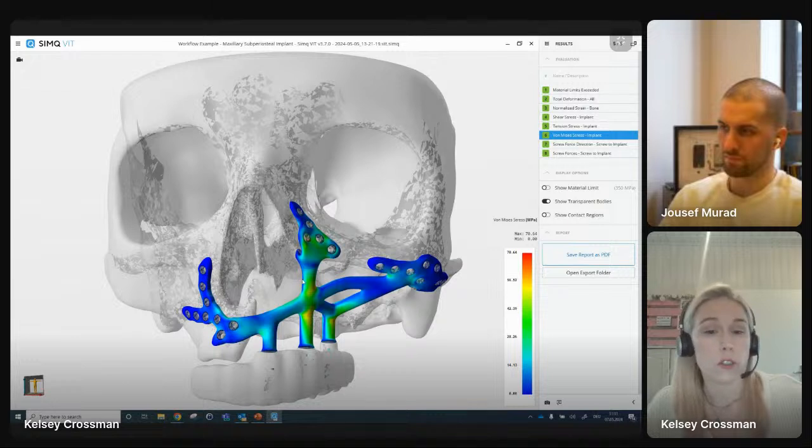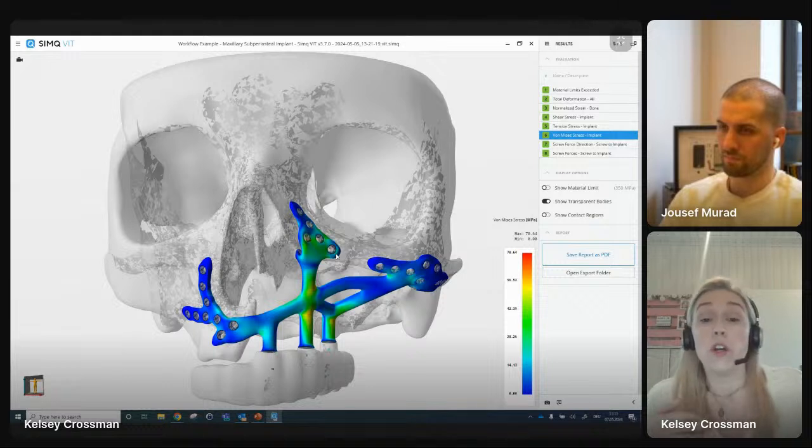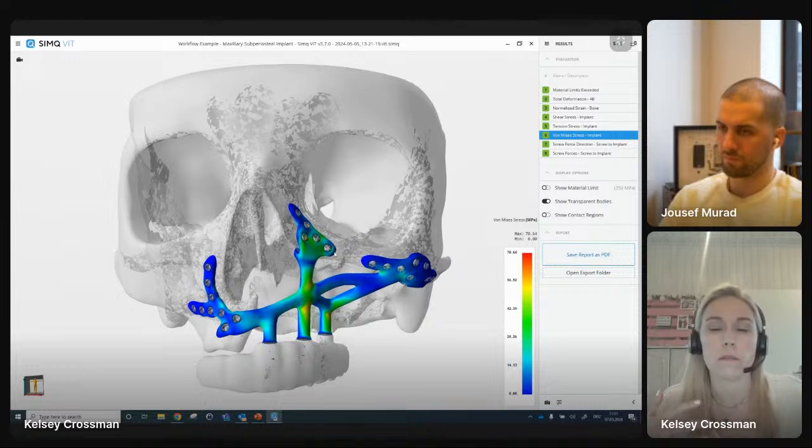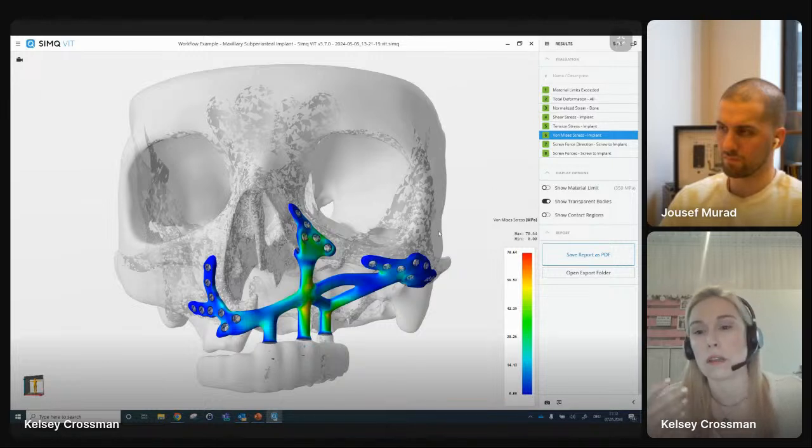When we say improve the design, you could say, okay, what if I connected this piece here, or what if I put another bar here? Would that make the implant a little bit more blue? Those are the things that VIT can help with. So that's what I think is really great.